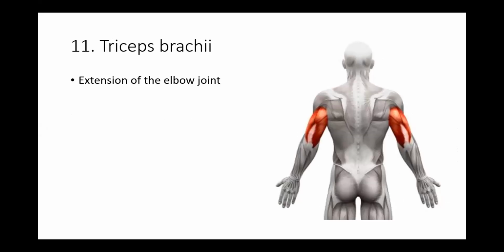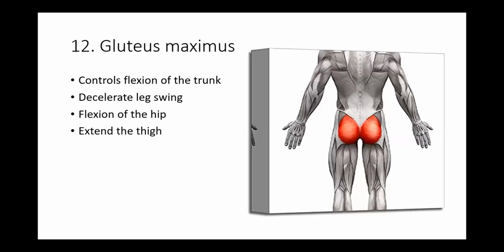Ready? Number 12, gluteus maximus. It controls the flexion of the trunk, the deceleration. It decelerates your leg swing so you don't hyperextend your leg. It flexes at the hip and it extends the thigh. When you do a squat and you stand up, that's extending your leg. That's working your glutes. Squats and lunges really work out that muscle group.